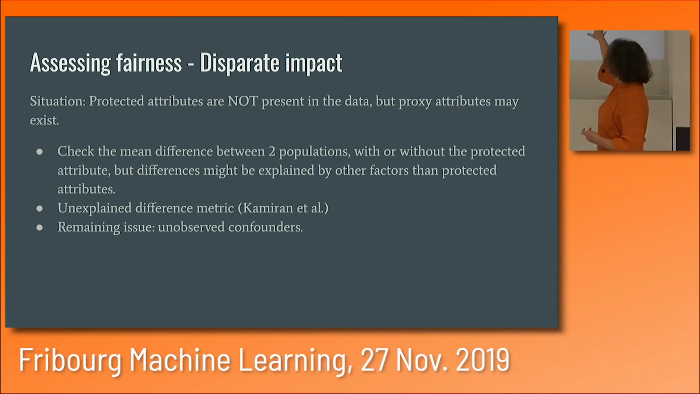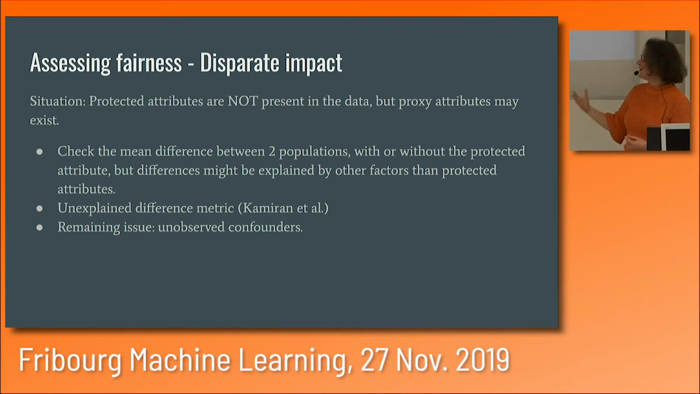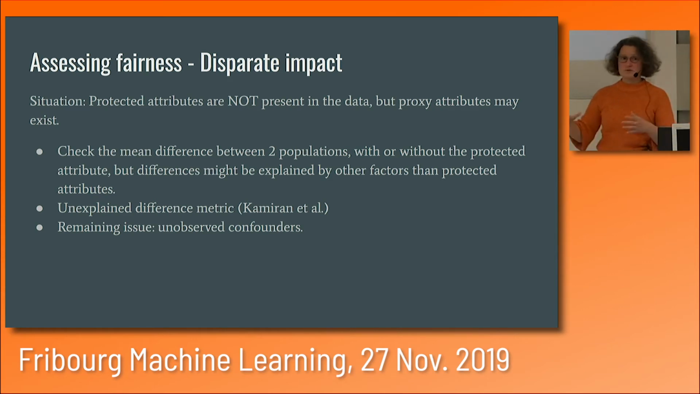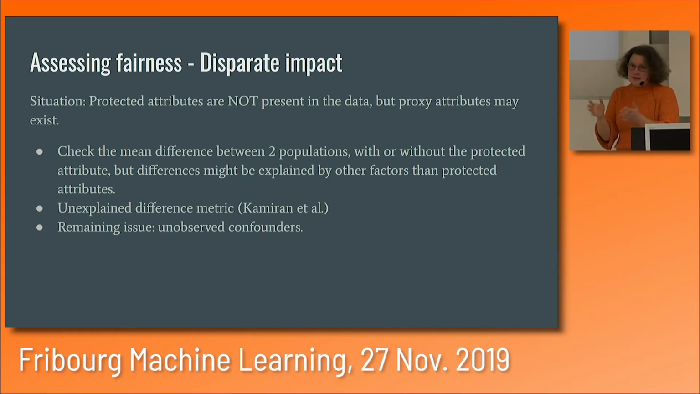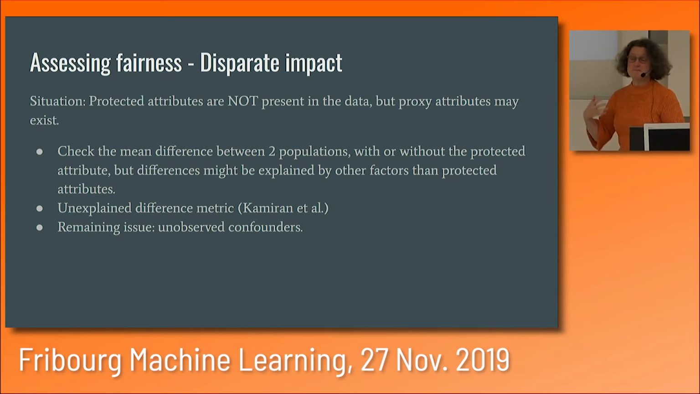Kamiran and Calders introduced a metric to try to account for that, which is the unexplained difference metric. So they take the difference between the treatments of two populations, and they try to explain it with all the other attributes that they know of. And then if there is something that is still unexplained, they attribute it to discrimination. The remaining issue is that there might be unobserved confounders, things that are not in the data, but that might explain the difference in impact, and there's no discrimination.